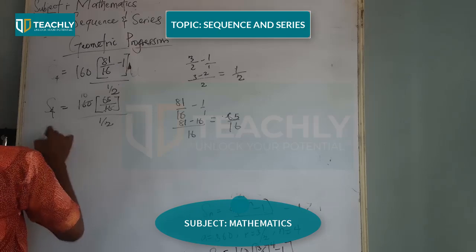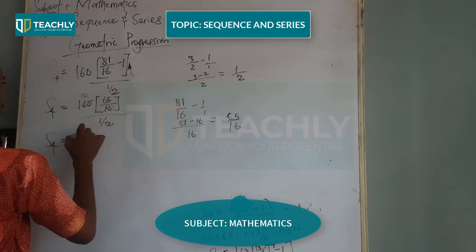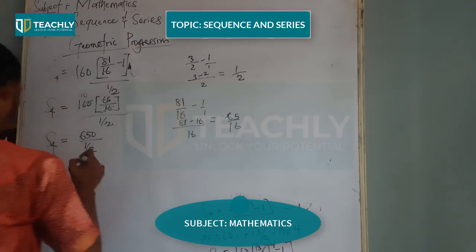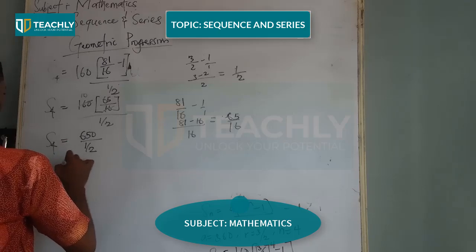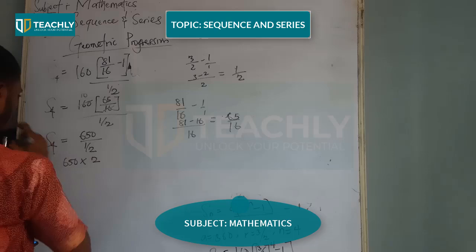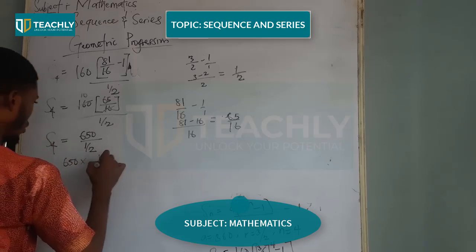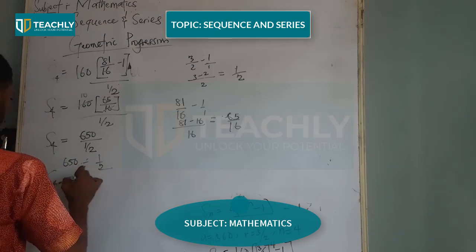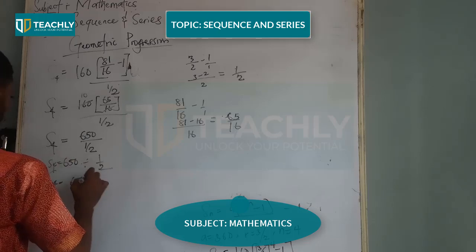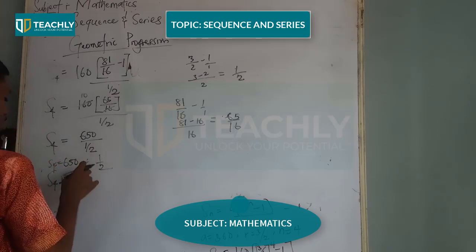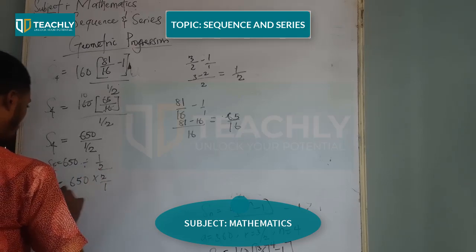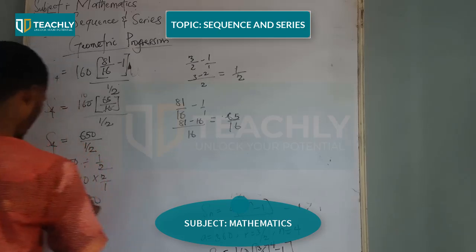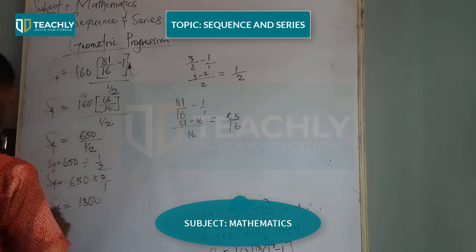Okay, so I have S4 is equal to 650 over 1 over 2. So we have 650 times 2. Okay, let me simplify this. Divided by 1 over 2. So on further simplification, 650. Now this one we change to multiplication, times 2 over 1. So our S4 is going to give us what? 1,300.